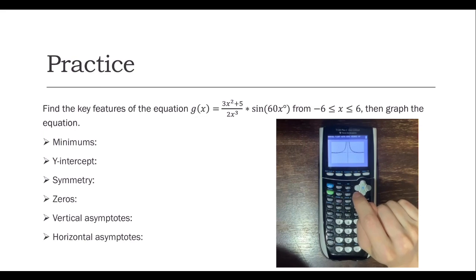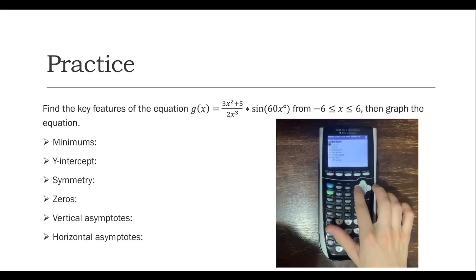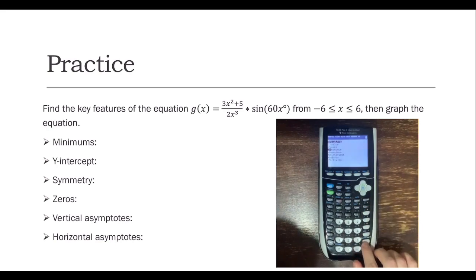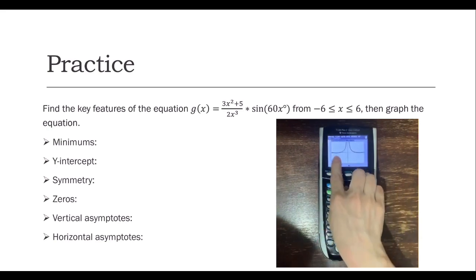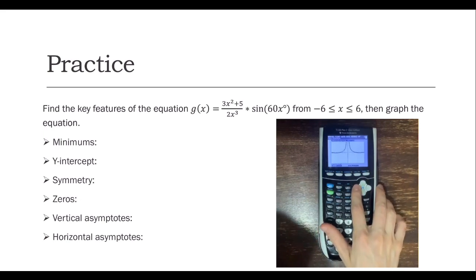So first we'll find the minimums. We'll do Second Calc, and we'll go down to minimum and click Enter. So there's going to be a minimum over here and over here. We'll start with the one on the left. So you need to move to the left of the minimum.